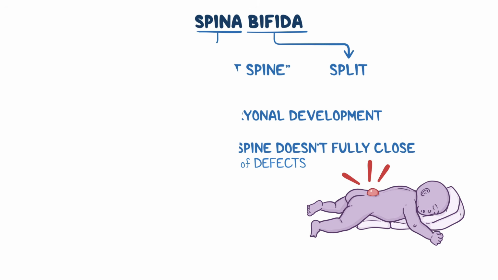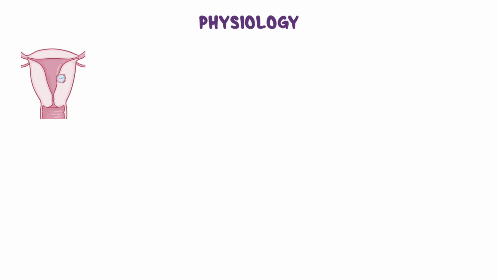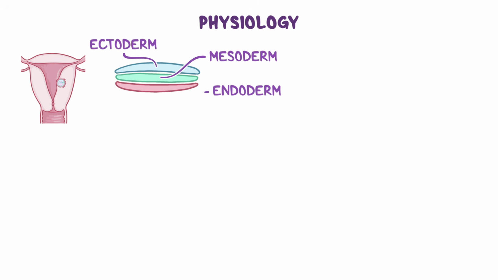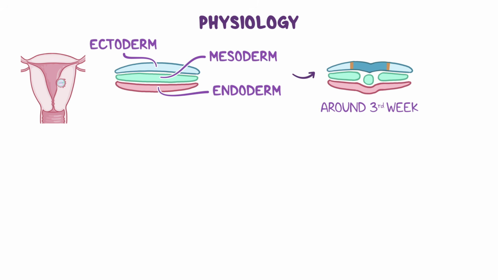To understand spina bifida, we need to zoom in on the embryo during its earliest weeks of development. At this stage, the embryo has three main layers: the ectoderm on the outside, the mesoderm in the middle, and the endoderm on the inside. Around the third week of development, the ectoderm forms a flat sheet of cells known as the neural plate.